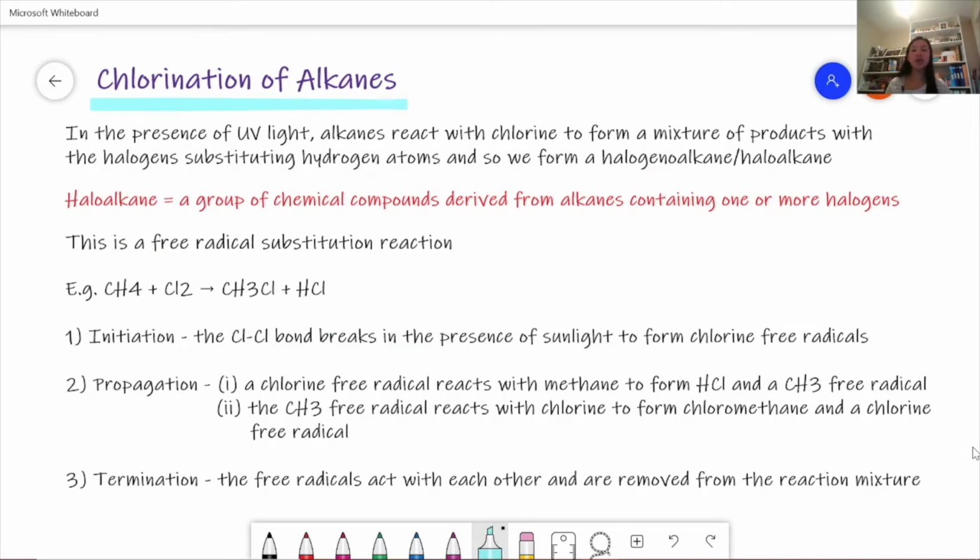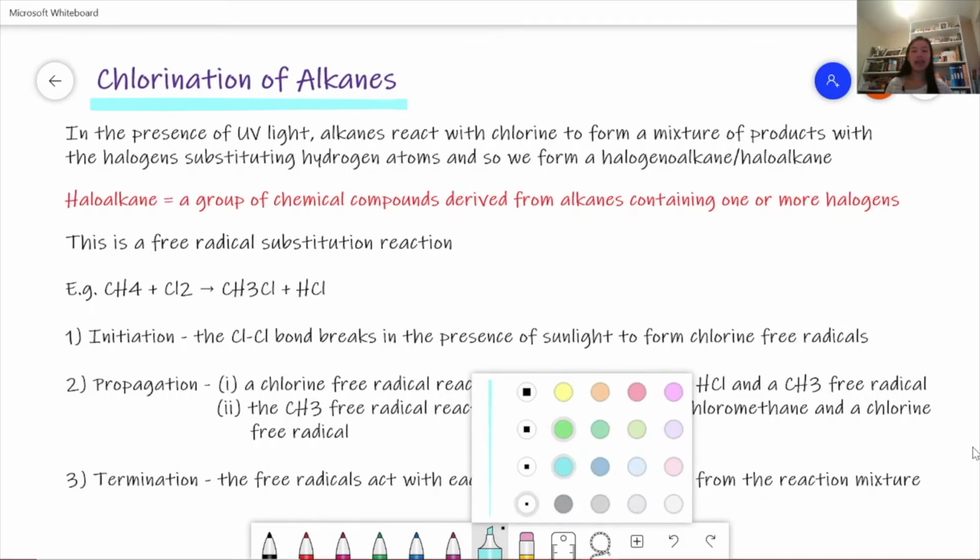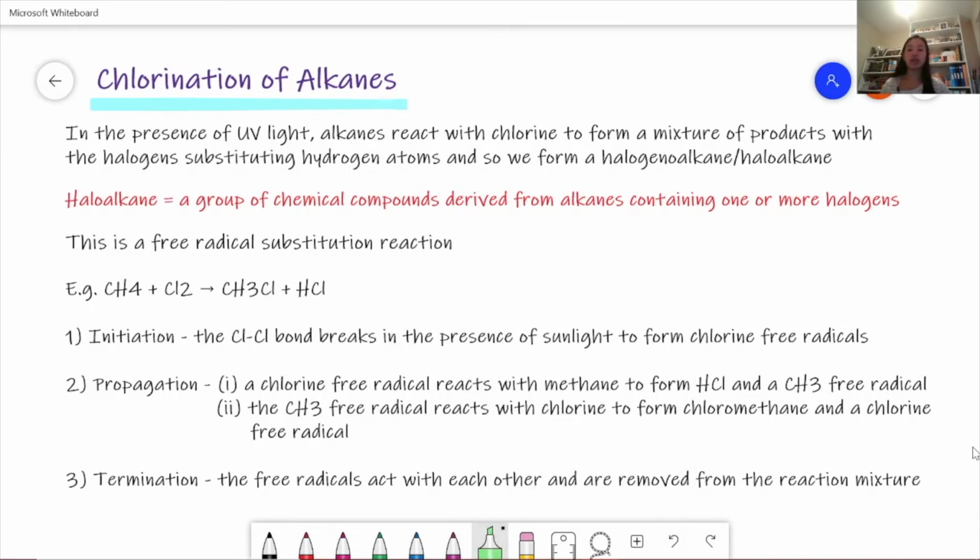Now we're going to talk about the chlorination of alkanes. So in the presence of UV light, alkanes react with chlorine to form a mixture of products, with the halogens substituting hydrogen atoms. And so we form a halogenoalkane or a haloalkane. So the definition of a haloalkane is a group of chemical compounds derived from alkanes containing one or more halogens. So in this example, we'll be looking at CH3Cl, which is chloromethane. And the really important thing to remember about this is that it is a free radical substitution reaction.